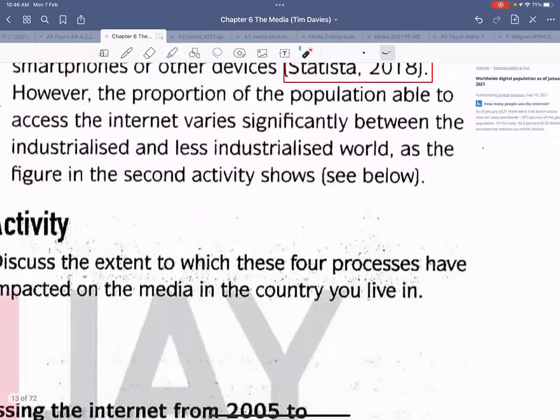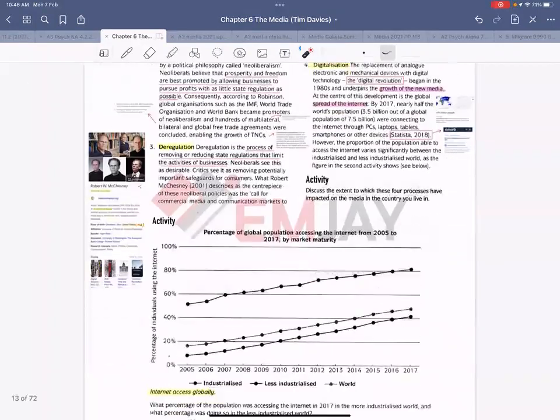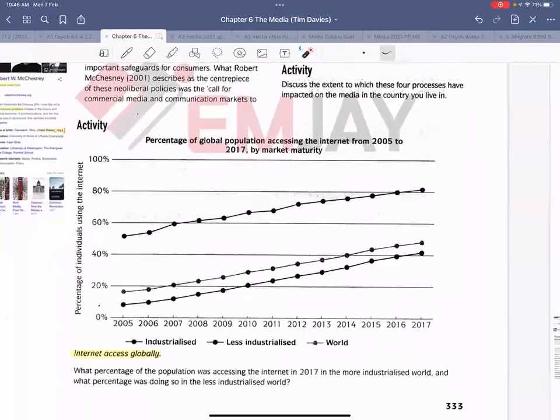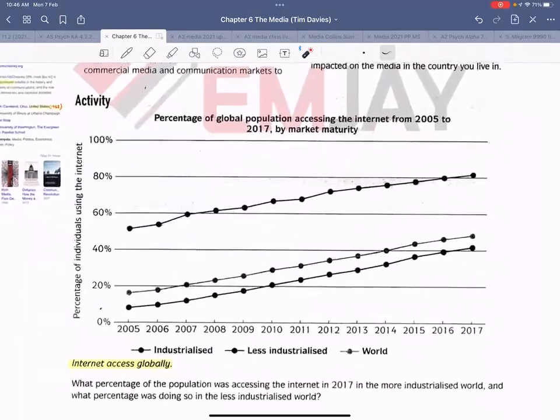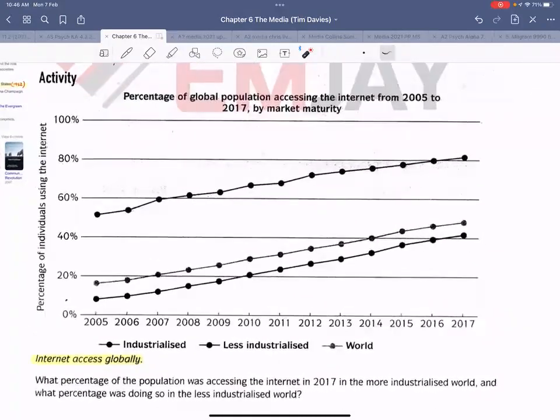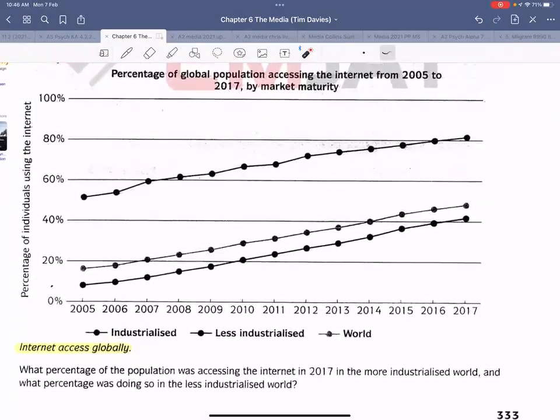Moving on, we could have a look at this as well, but I'm not sure if this could help us much because of this being black and white.